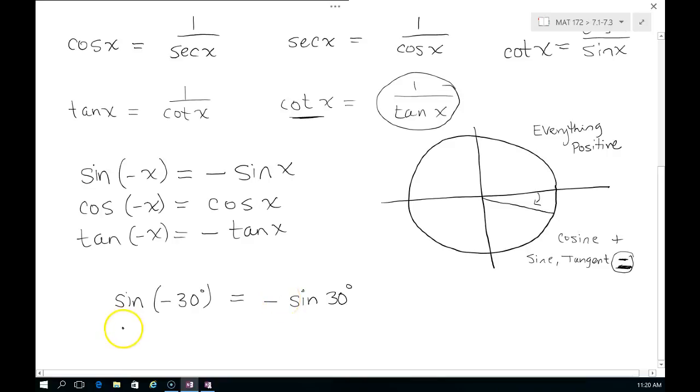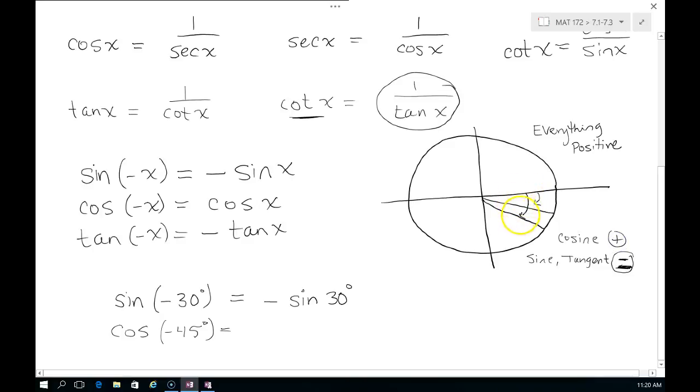Now if I do cosine of negative 45 degrees, that means I'm going clockwise 45 degrees. So down in quadrant 4, cosine is positive.